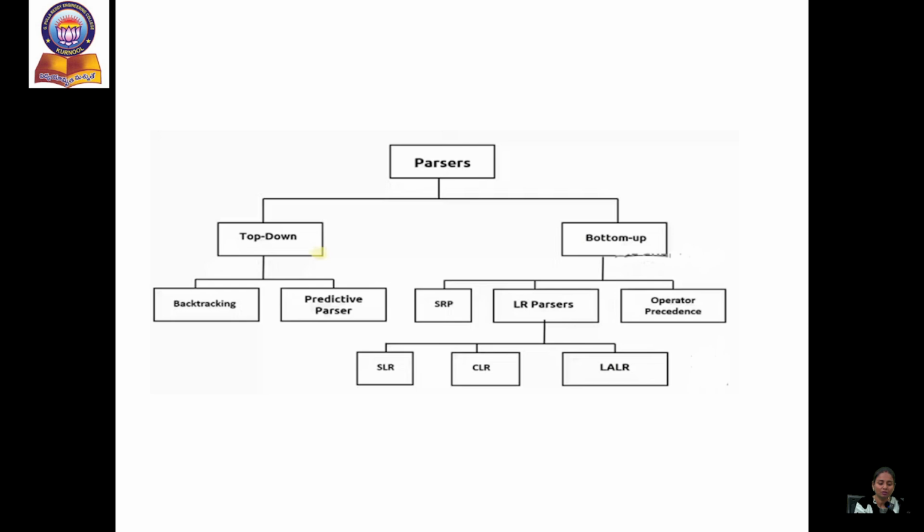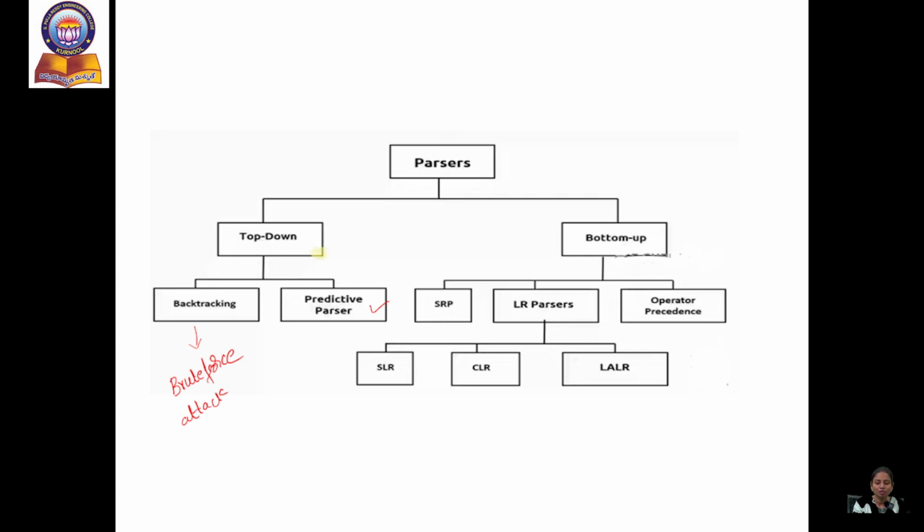One is backtracking. This backtracking is where you are going to use the brute force attack, and another one is the predictive parser.